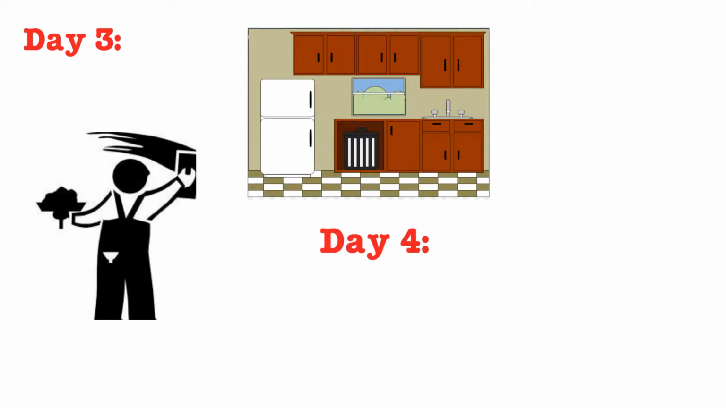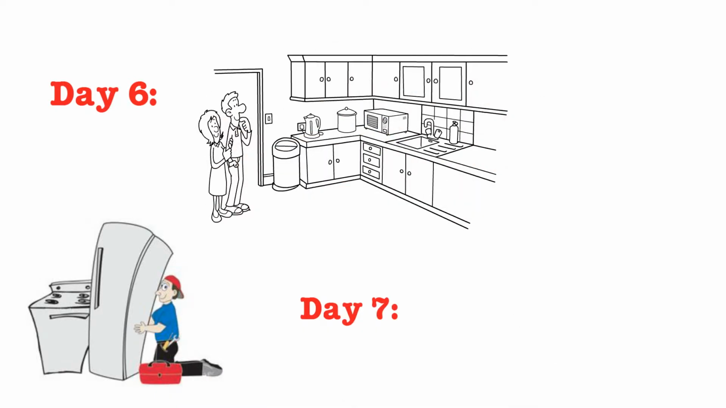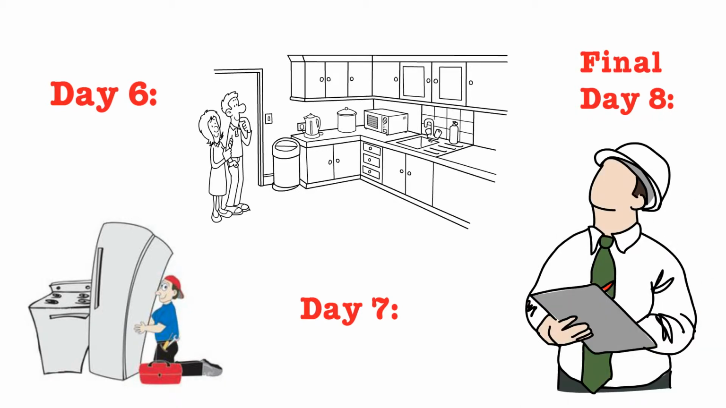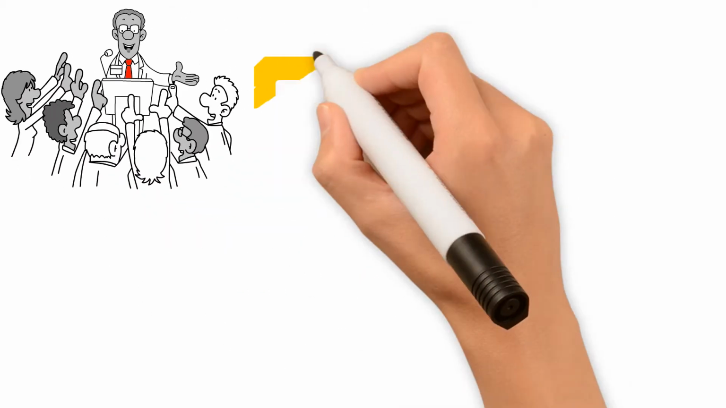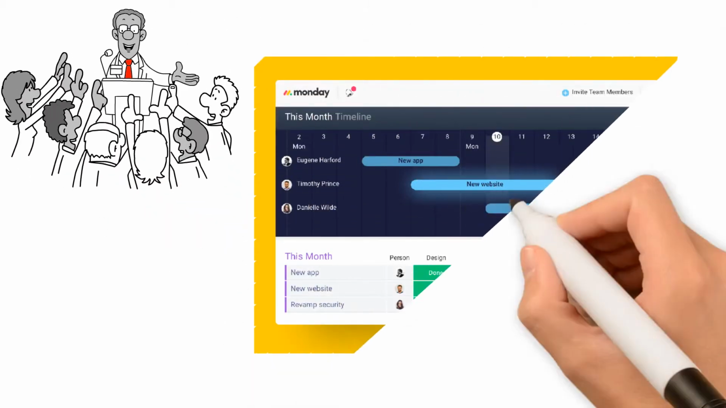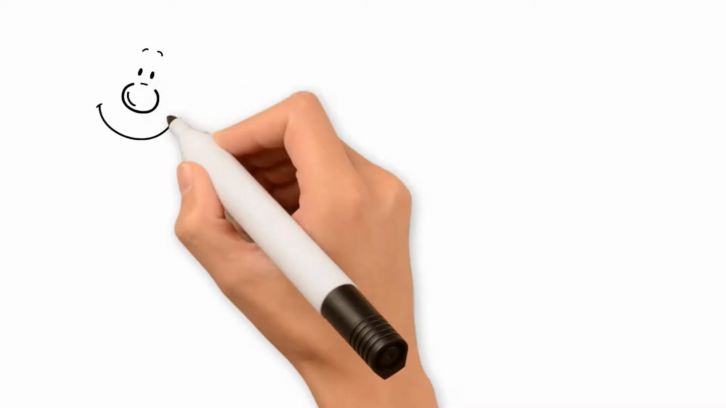Day 4, cabinets installation. Day 5, cabinets details and countertop fabrication. Day 6, installation of appliances and plumbing. Day 7, kitchen detailing and cleanup. And finally, day 8, the final city inspection. We provide an access to our in-house management platform where you can access day-by-day details on your remodel, progress, and all other remodeling related information updated daily.